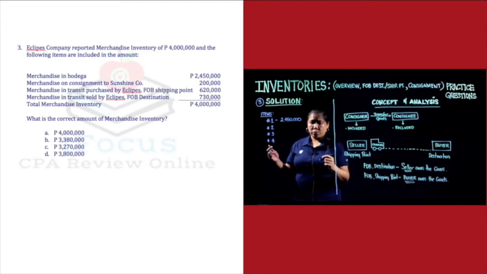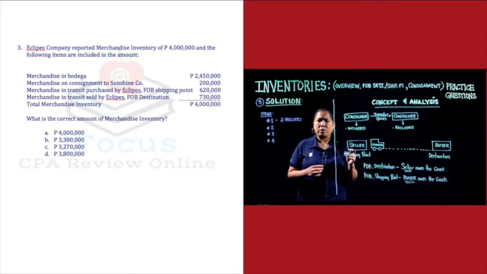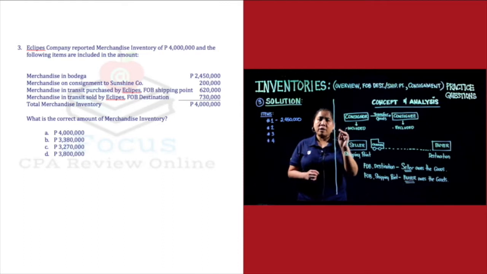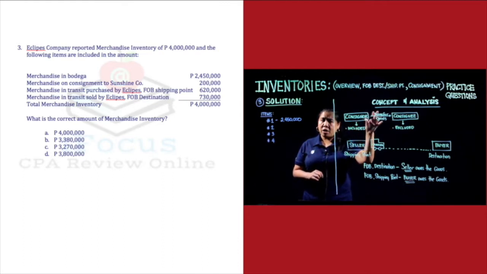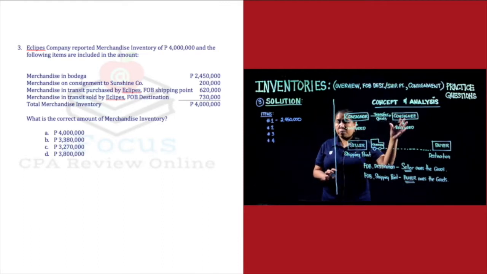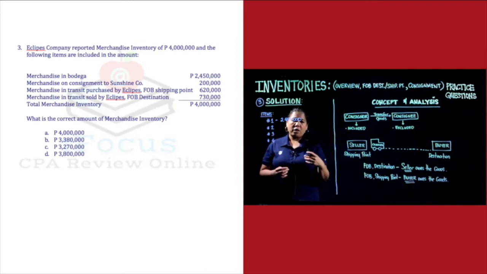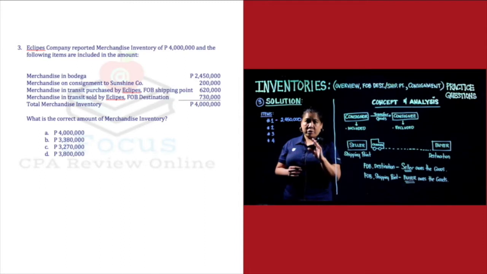Item number 2, merchandise on consignment to Sunshine Company. So, ang ibig sabihin, si Eclipse Company, siya ang consignor. Kinonsign niya o transfer niya ang good kay Sunshine Company. So, si Sunshine Company, siya ang consignee natin. Dahil consignor si Eclipse Company, kasama yan dapat sa ating inventory. So, item number 2 should be included in our merchandise inventory.